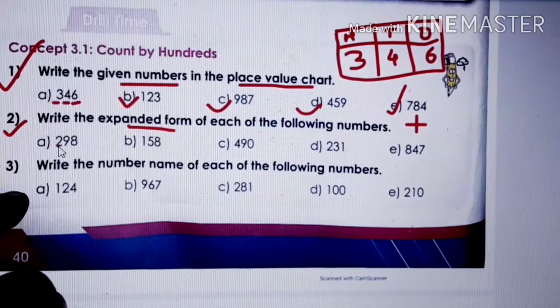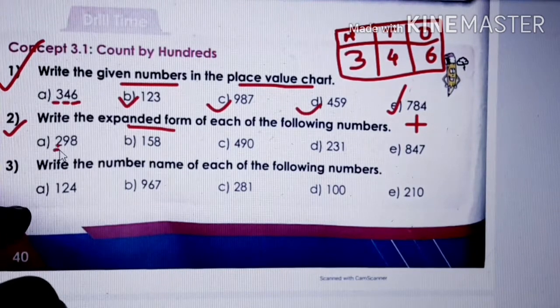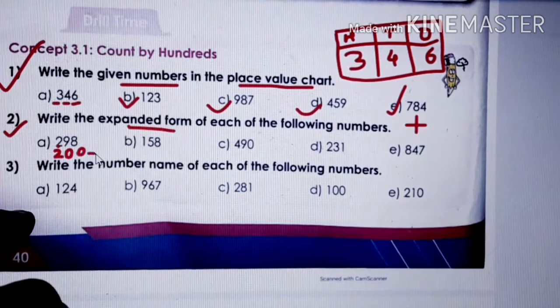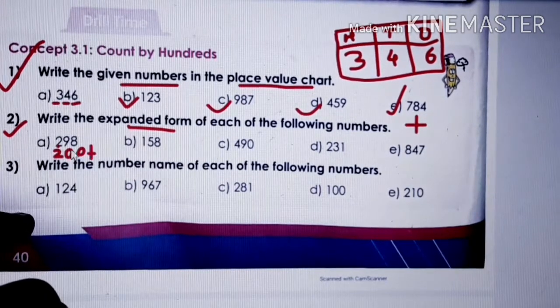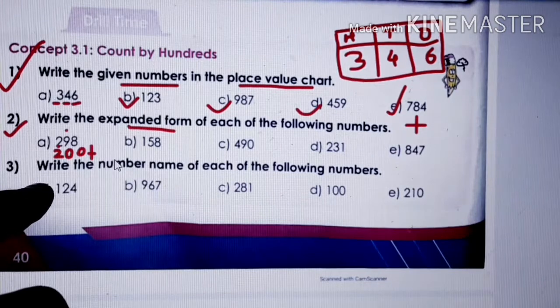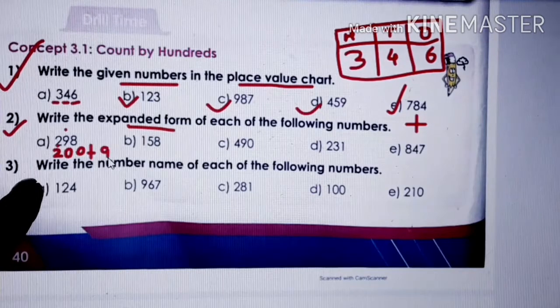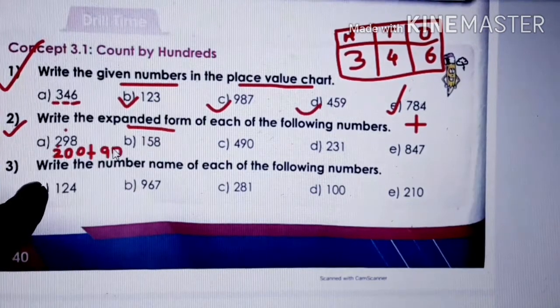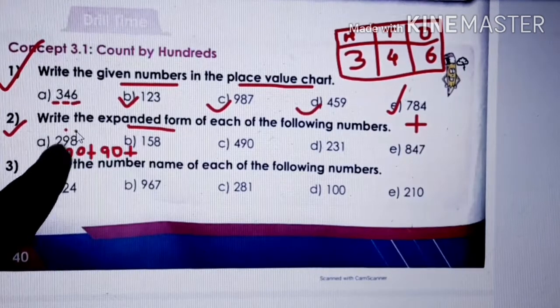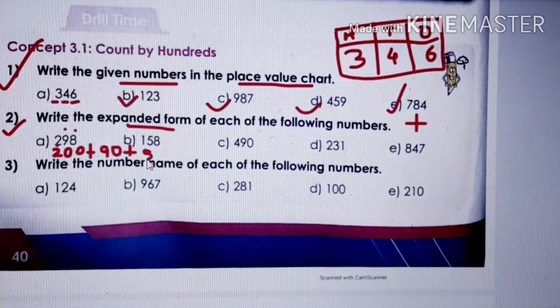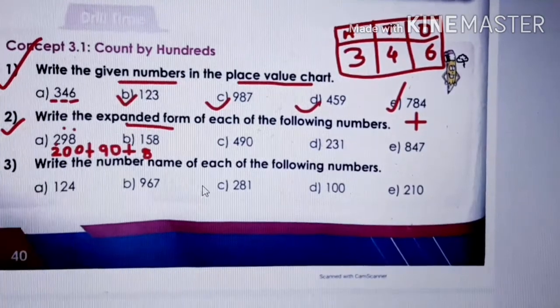So this 2 is in which place, children? Hundreds place. So what is the place value? 200. Isn't it? Then we'll put the plus sign. Then comes this 9. 9 is in which place, children? Tens place. So what is the place value? 90. Okay. Then plus sign. Then 8 is in which place? Ones place. So what is the place value? 8. This is how we expand a number.